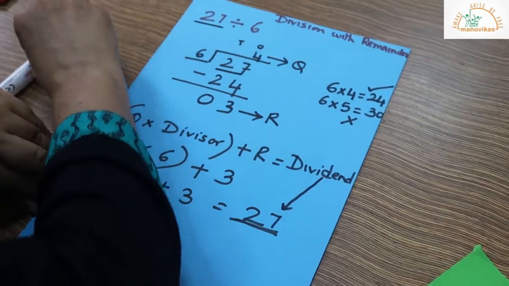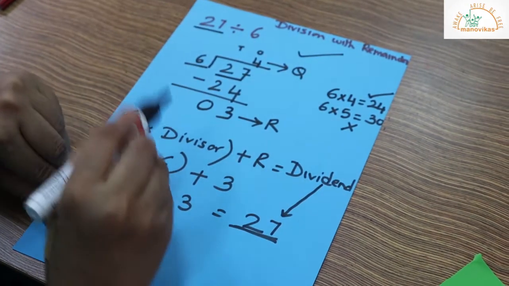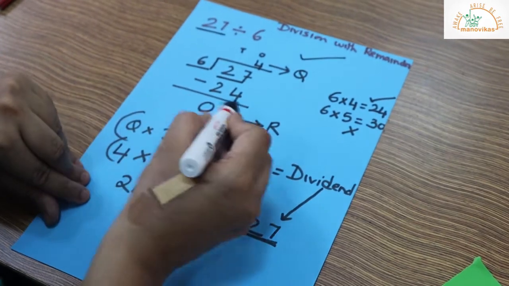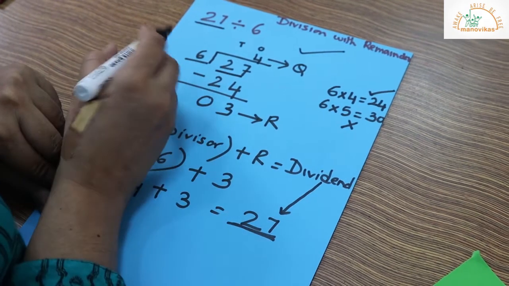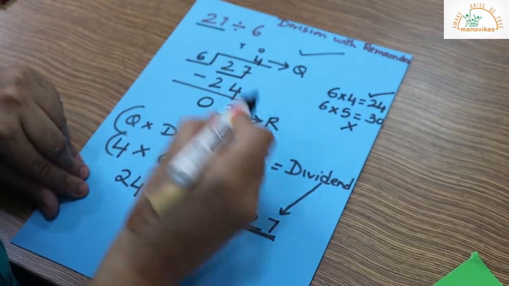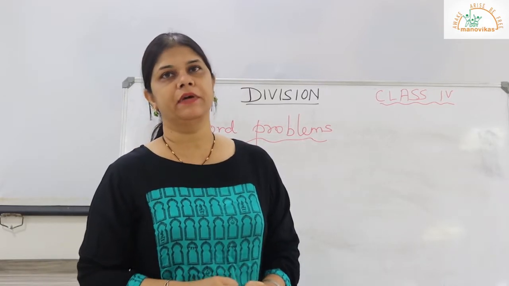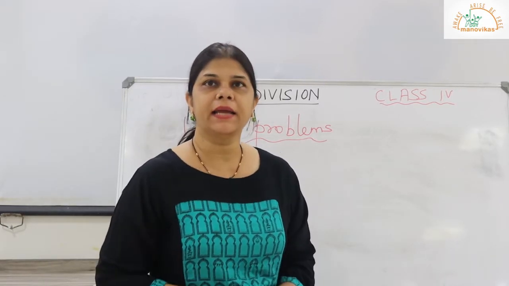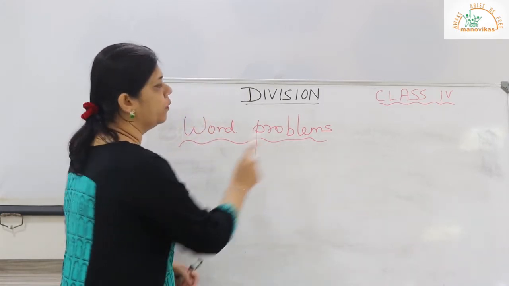So is our answer correct? Yes? Now I had told you to remember and see that the remainder is always less than the divisor. Is it less here in this case? Yes? Children, now that you know how to divide the given numbers, let us apply it to our day-to-day life by solving some word problems.